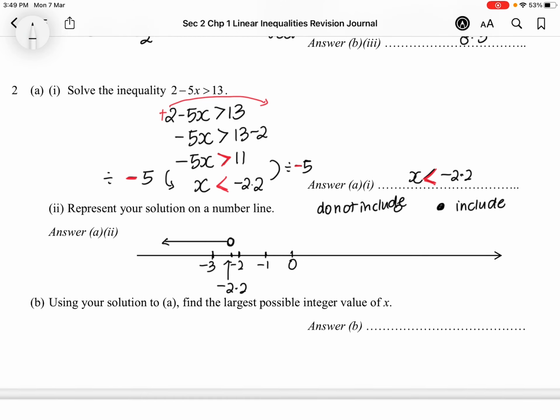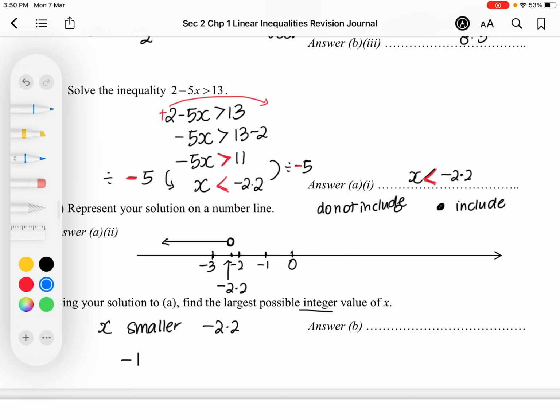Find the largest possible integer of x. What's the largest possible integer? Integer means whole number, right? X must be smaller than negative 2.2. Now, a very common mistake, some of you might write an answer as -1. Are you sure -1 is smaller? Well, numbers on the right hand side are bigger and this part is smaller, right?